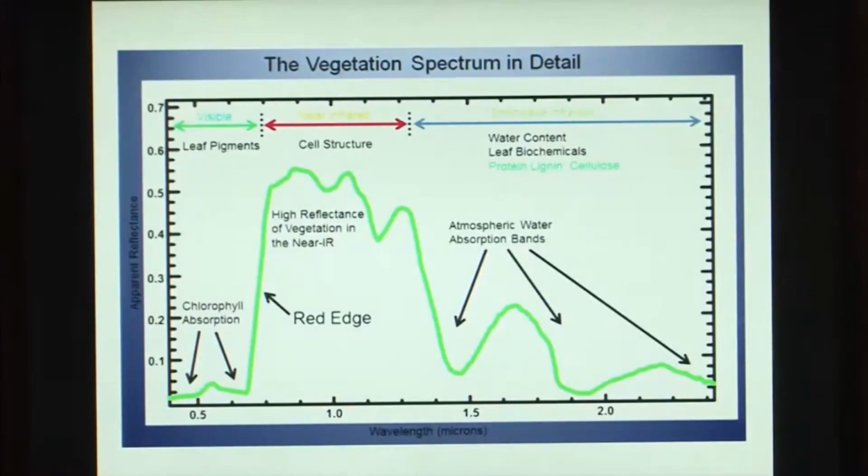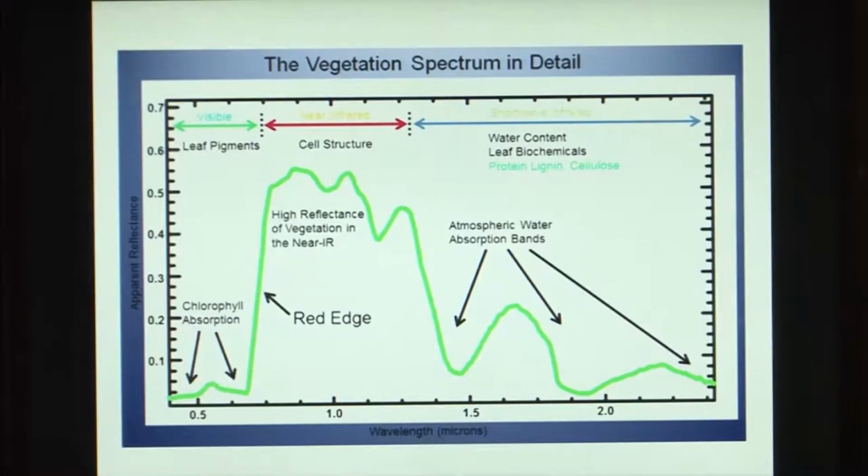Now, if we look at the vegetation spectrum in greater detail, what do we see? This image shows different wavelengths as reflected from vegetation. If we move from left to right, we can see chlorophyll absorption followed by an edge towards the near infrared portion. In the visible spectrum, the leaf pigments dominate. That is why we are seeing the green colors.